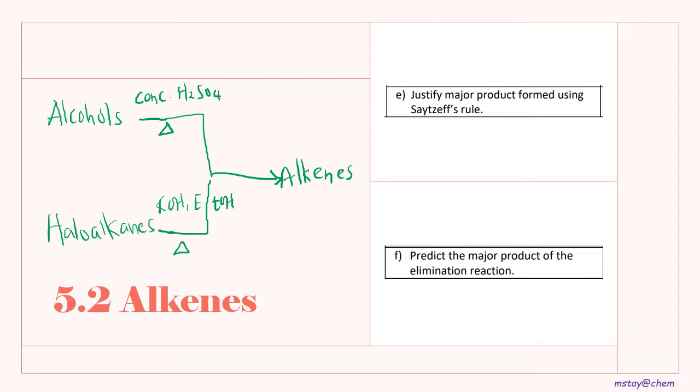So in the last video, we learned to predict all the possible alkenes. Now in this video, we're going to justify the major product based on the Saytzeff rule. That also means predicting the major product of the elimination reaction. Basically, these two learning objectives are quite similar.